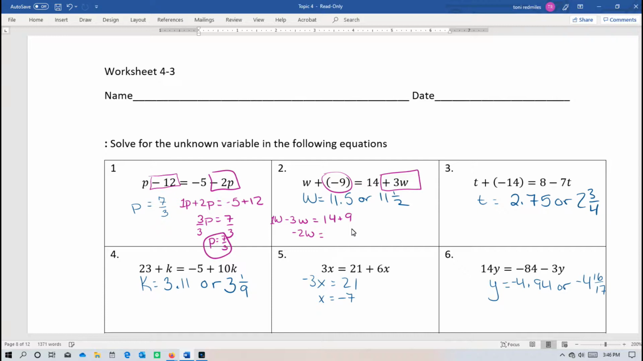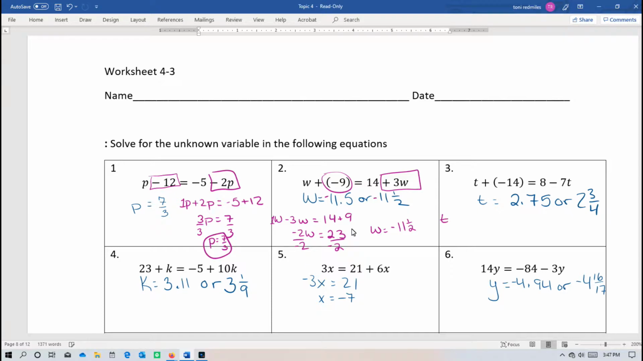All right, 14 plus 9 is 23. Divide both sides by the negative 2. W equals, well, it's going to be negative. So I think I dropped my negative sign here. 2 goes into that 11 and 1/2. Or you could use 0.5, but I did forget my negative.